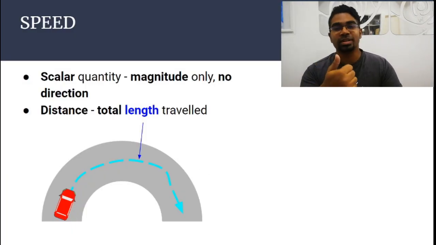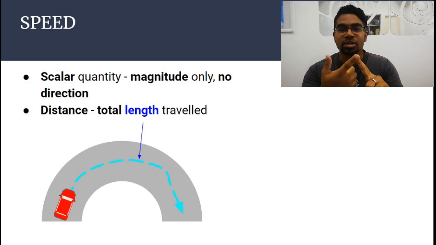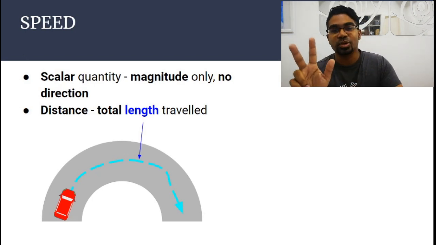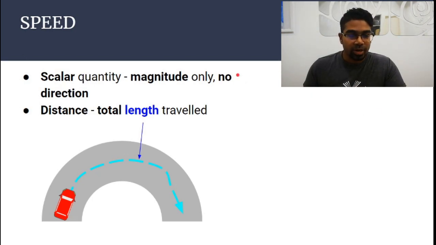Guys, today we're going to be discussing speed, velocity and acceleration. I'm going to be covering what each of these terms mean and what the differences between them are. So let's jump right into it.